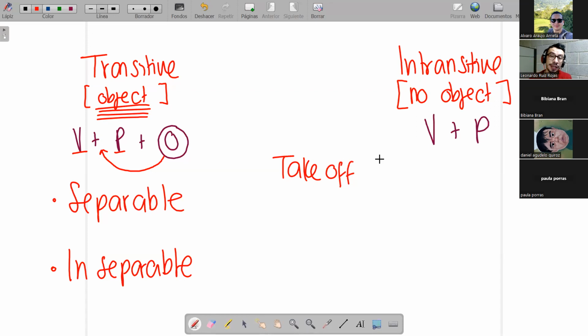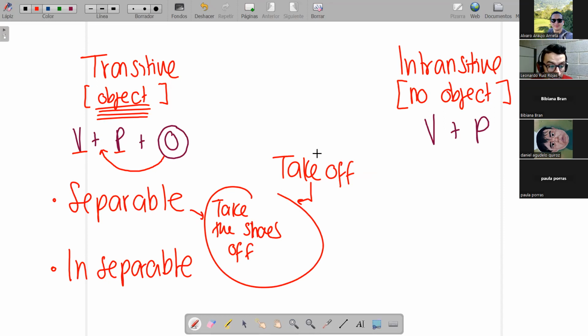Pero resulta que take off tiene dos significados y en uno de esos significados es transitive y en el otro no. Entonces, for example, take off, it means quitarse. It's going to be a transitive verb. I can say, for example, hey, please take the shoes off. ¿Cierto? O sea, es transitivo y es separable, right? Take the shoes off. Pero take off también significa despegar, cuando el avión despega.